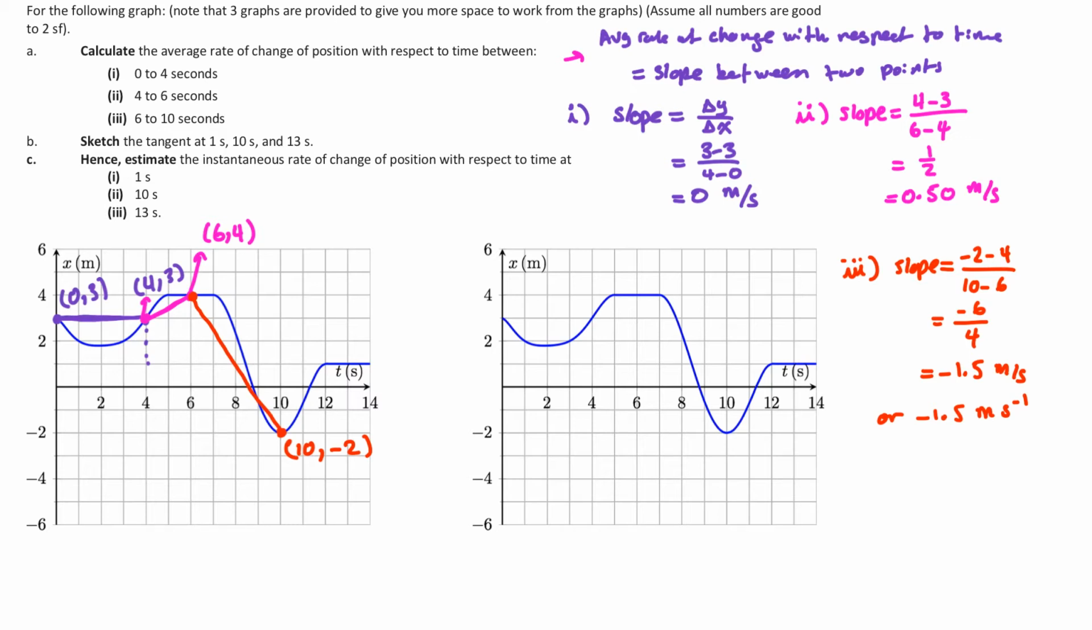For part B of the question, we're asked to sketch the tangents at 1 second, 10 seconds, and 13 seconds. So let's do that. I'm going to start off, let's use purple for part A. So 1 second, and then we got 10 seconds, and I'll use red for this. So 1 second is exactly here. And if I want a tangent to that, I have to draw a line that represents that slope as best as possible. So that wasn't very good.